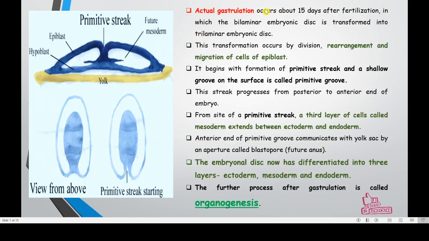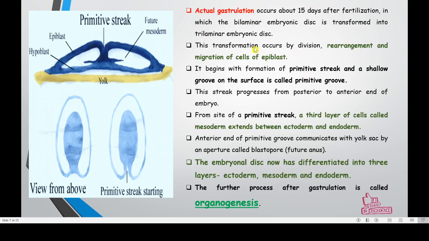Okay, now actual gastrulation occurs about 15 days after fertilization, in which the bilaminar embryonic disc is transformed into the trilaminar embryonic disc. So the bilaminar embryonic disc consisted of the epiblast and the hypoblast. Two layers were there. Bi means two. Two laminas or two layers of epiblast and hypoblast.